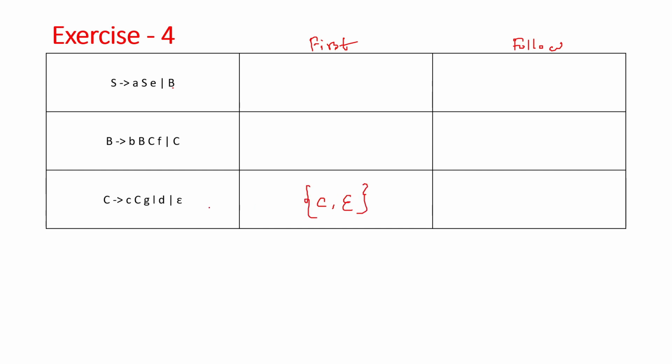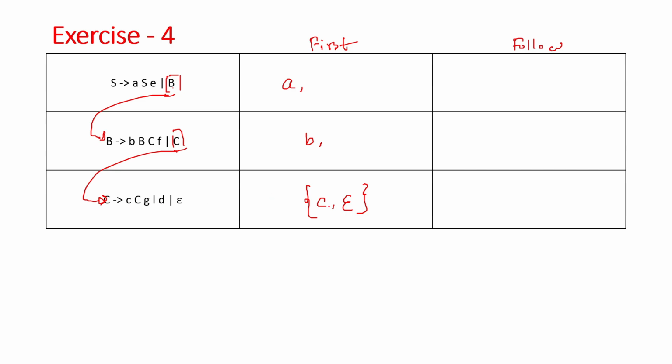Written here. Now what I have to do is come up here to S. First of S is A. Another one is B, but B is a non-terminal. So I have to find the first of B. What is first of B? I can see here first of B is small b and C. Now this is another non-terminal. That means I have to find the first of C.